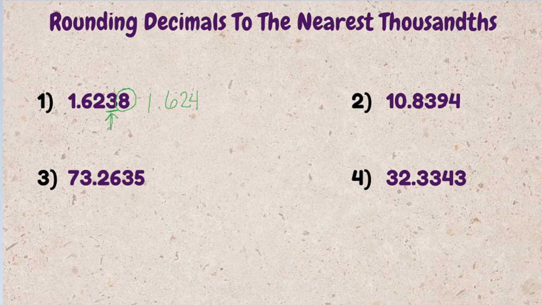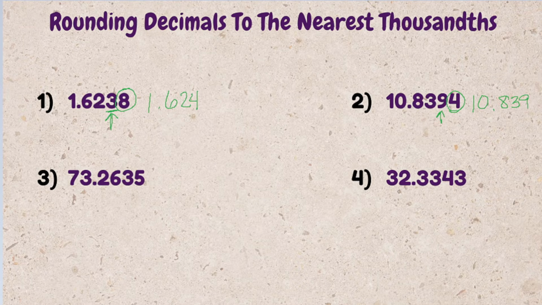Example 2, 10.8394. Our thousandths position is the number 9. We evaluate the number 4. 4 or less, we round down, or that means keep the number the same. So 10.8394 rounds to 10.839.